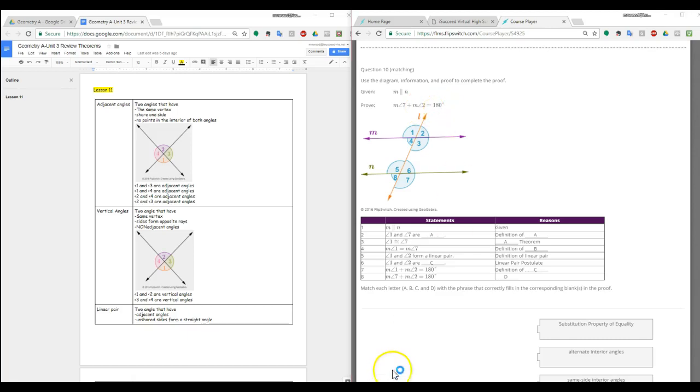So they are specifically talking about this angle right here in the corner and this angle right here. They want us to prove that adding those two angles together is going to equal 180 degrees.